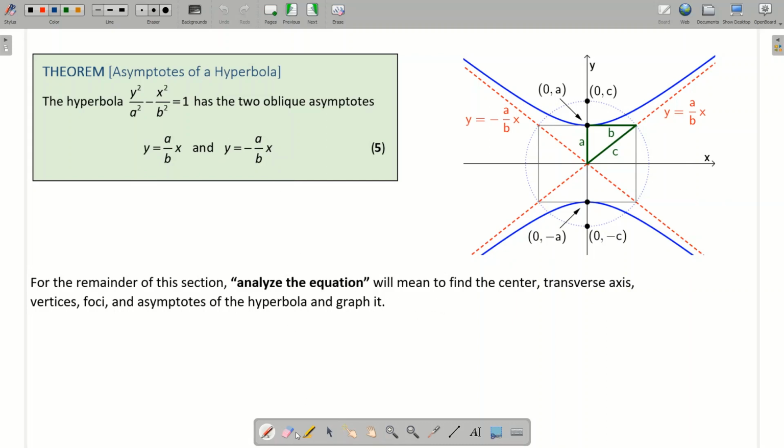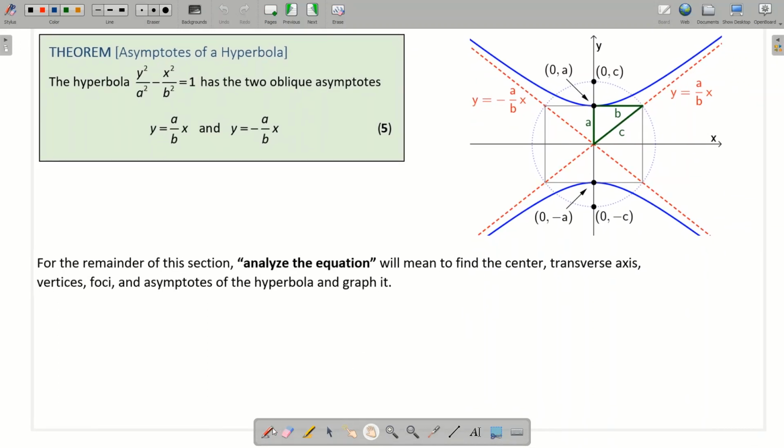Okay, so we need to do an example with this. In order to do that, when we say analyze, we now mean find the center, find the transverse axis, find the vertices, the foci, and the asymptotes. And we're going to use the asymptotes to graph it. So we're no longer going to take the foci and plug it in to get those points out here. We're going to use just the asymptotes. The hyperbola never crosses its asymptotes, so it just gives us a nice gauge to draw it, just draw it really close to those lines, and you get a decent picture from that.